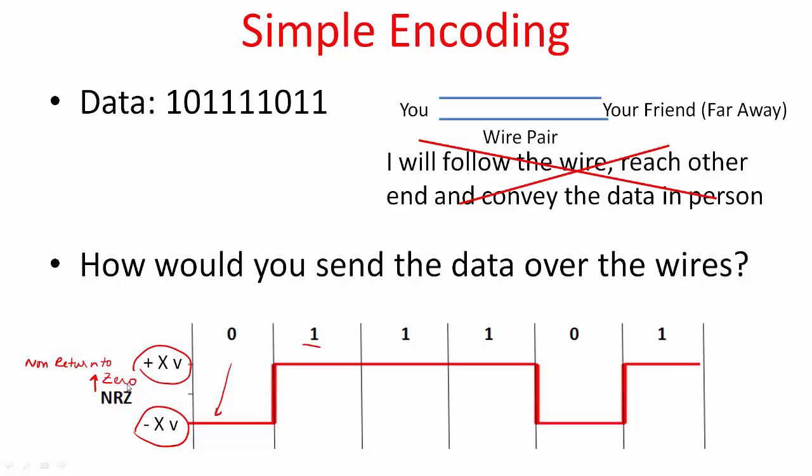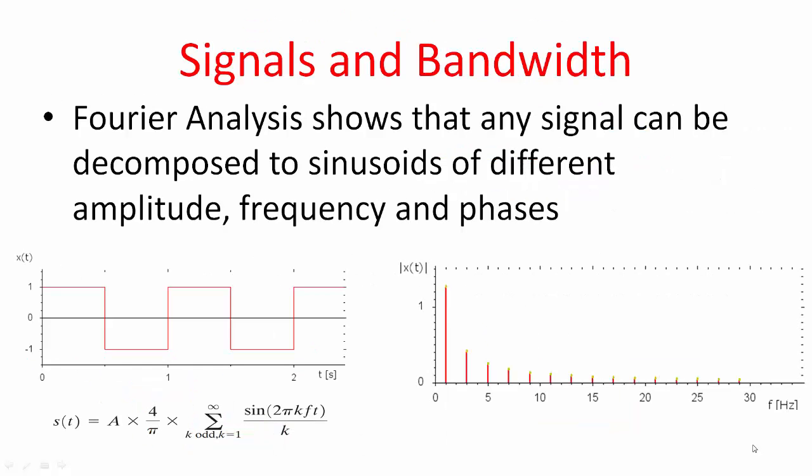Before we answer the three questions we asked earlier, it is useful to understand the waveform that is being sent on the physical media. So this brings us to Fourier analysis. So Fourier analysis shows that any signal can be decomposed to sinusoids of different amplitude, frequency and phases. Didn't understand that? Let's look at this example.